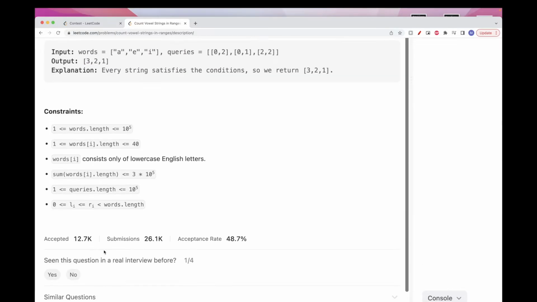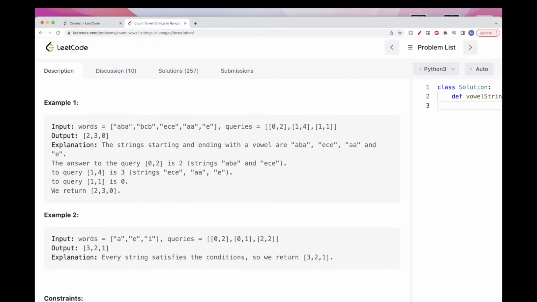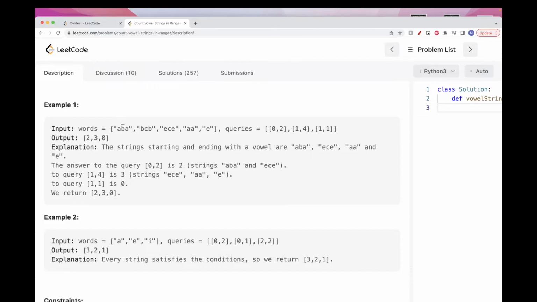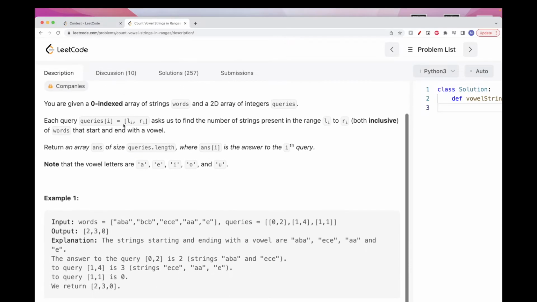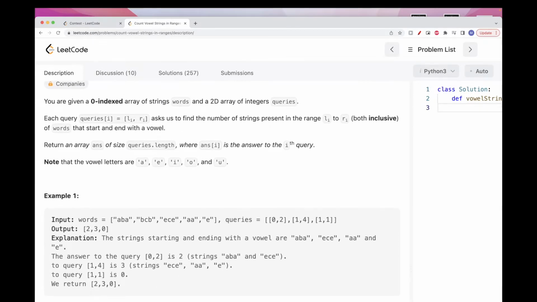Now, if we look at the constraints here, the number of words can be up to 10 to the power of 5, and the number of queries also 10 to the power of 5. So already looking at this, you know that O of n times q, with n being the number of words and q being the number of queries, would not work, because we would get 10 to the power of 10. So we definitely can't do something like a brute force solution. So let's think about a more sophisticated one.